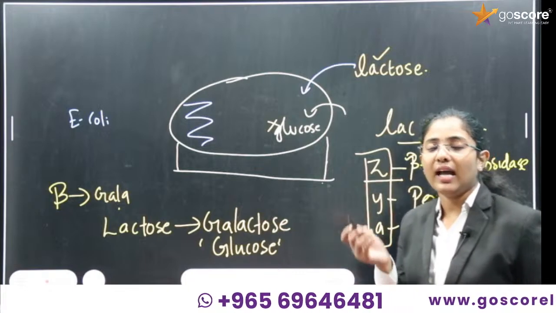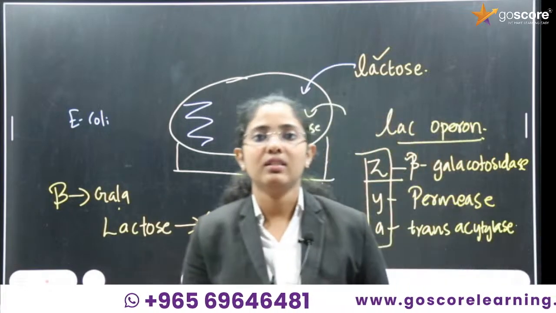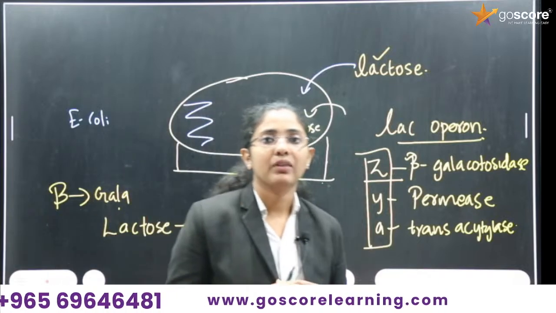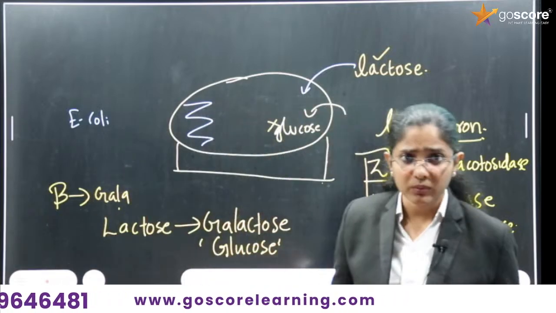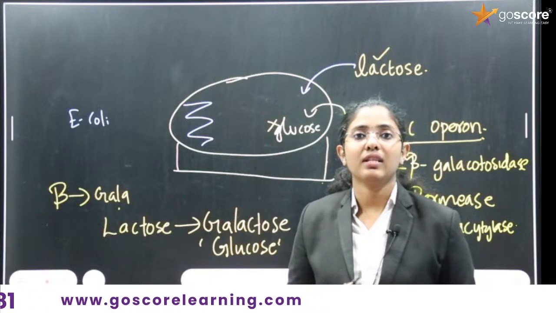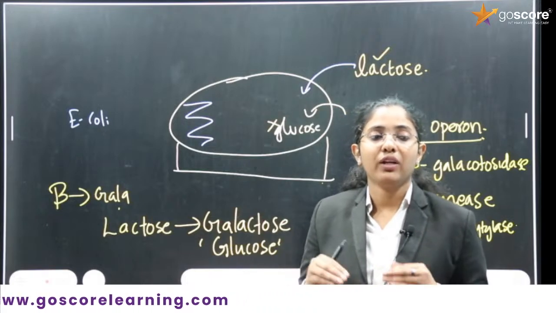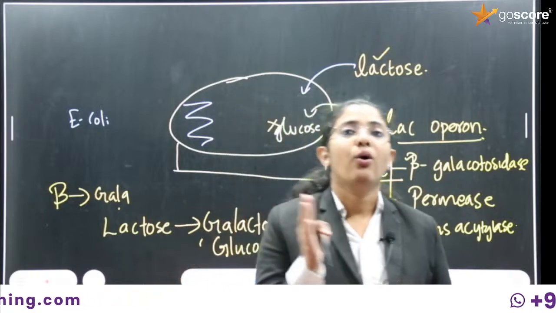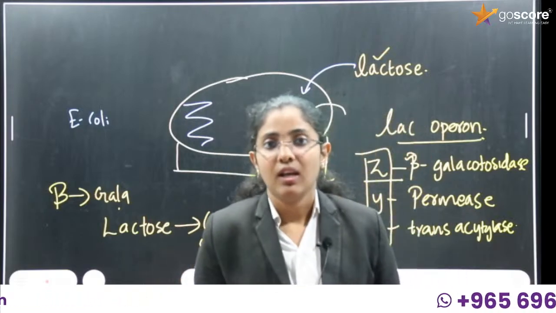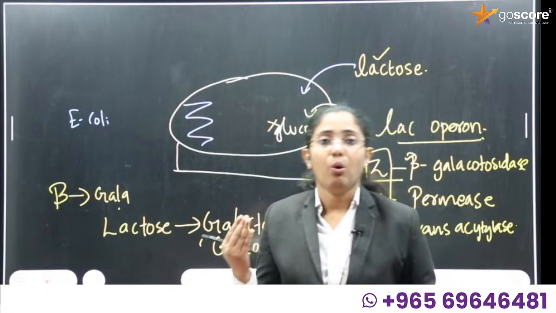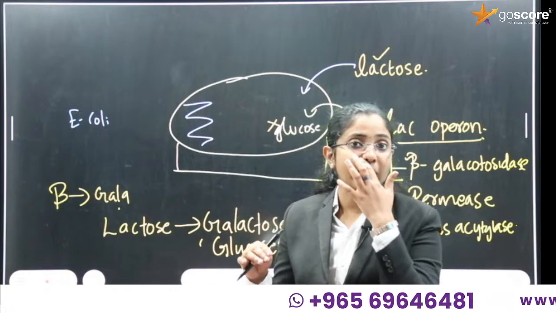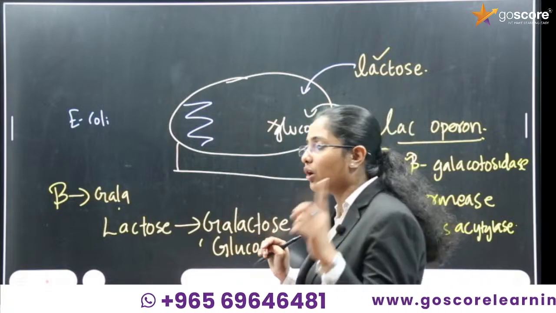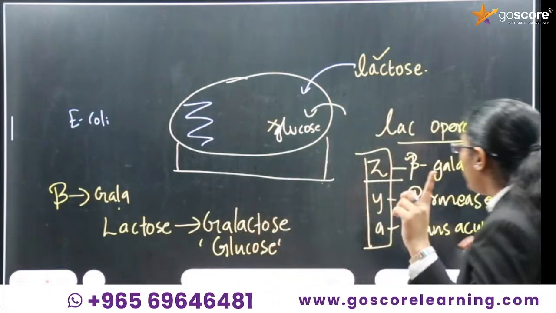Okay, but at some time, if there is enough glucose, the lac operon will be off. When glucose is completely utilized, lac operon will be on. If lactose is present, lac operon will be on. So we can say lac operon is an inducible operon. Remember the point, okay? Lac operon is an inducible operon.